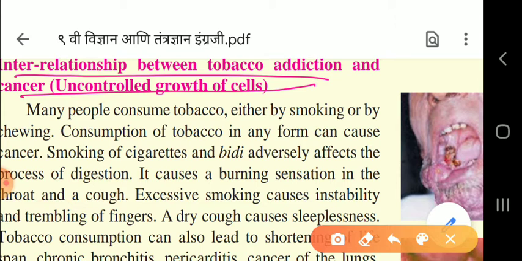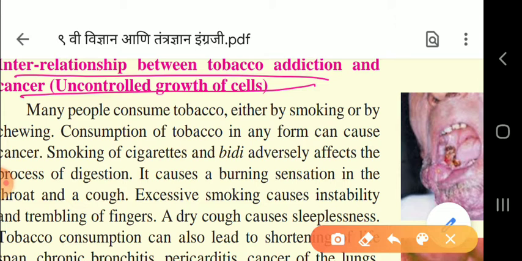Smoking of cigarette, bidi adversely affects the throat, process of digestion, and it causes the burning sensation in the throat, and cough also. Excessive smoking causes instability and trembling of the fingers. Now, a dry cough causes sleeplessness. Tobacco consumption can also lead to shortening of life, because if it will cause the cancer, then the life will become short. Chronic bronchitis. Bronchitis means in the lungs the bronchus are there. When they get swollen up, we call it as bronchitis.